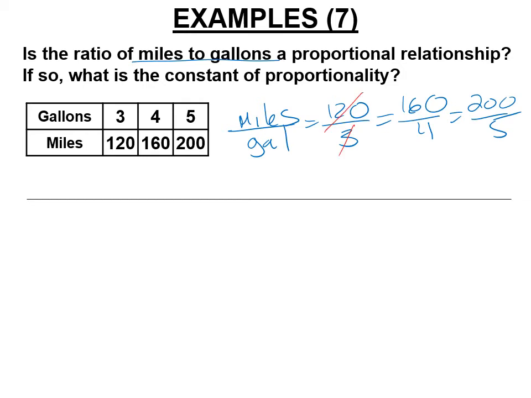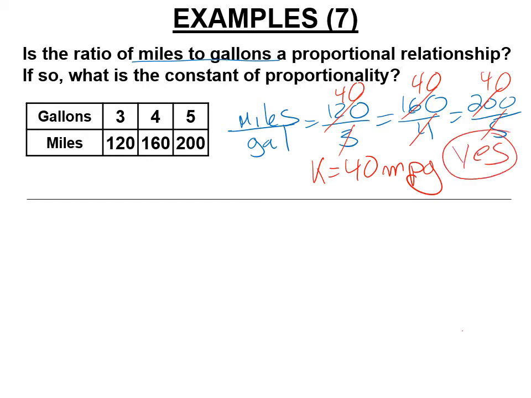3 goes into 12 4 times, so this becomes 40. 4 goes into 16, so this becomes 40. And this becomes 40. So K here is 40, right? It's 40 miles per gallon. Miles to gallons. K is 40. So it's yes, and K is 40.